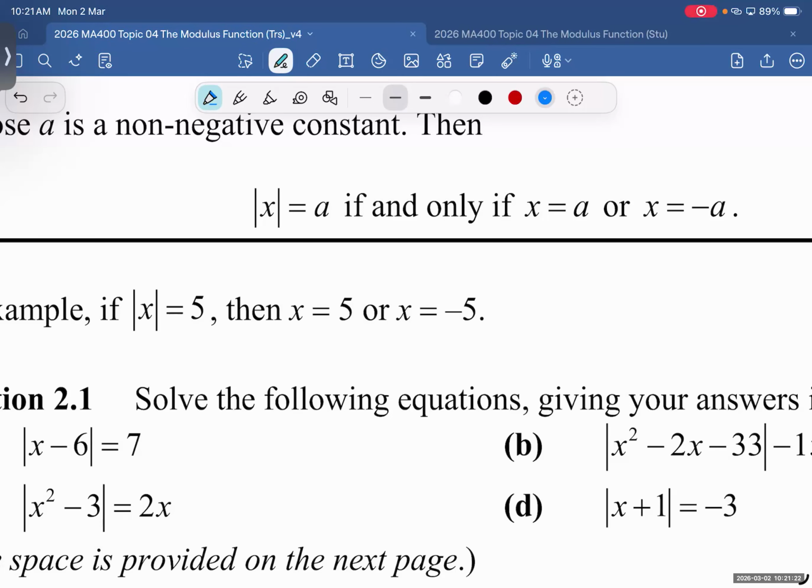Who's on 2.2B? Use a shortcut. Don't do it from scratch. Use the part A result. Take the part A result and replace x with x minus 5. Okay, so far? Jimmy, you did it, is it? Very good. You used the shortcut. Okay.